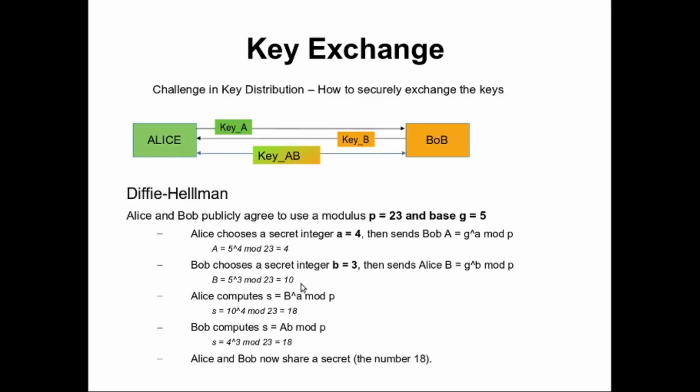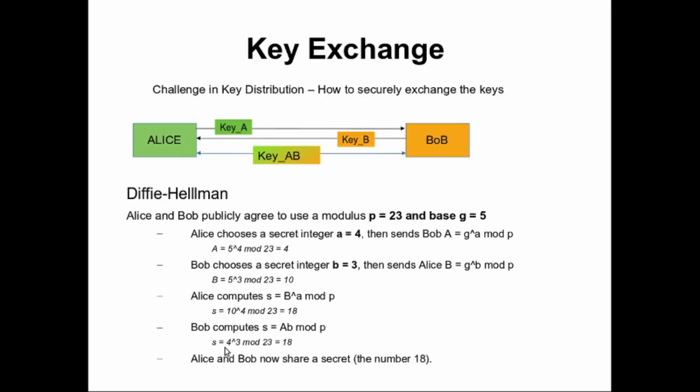Now Bob will send this 10 to Alice, and Alice will send this 4 to Bob. Once they receive the other party's number, they will again do this calculation. Suppose Alice has sent 4 to Bob. Now Bob will take his privately generated number 10, raise it to the power of 4, and get 18.